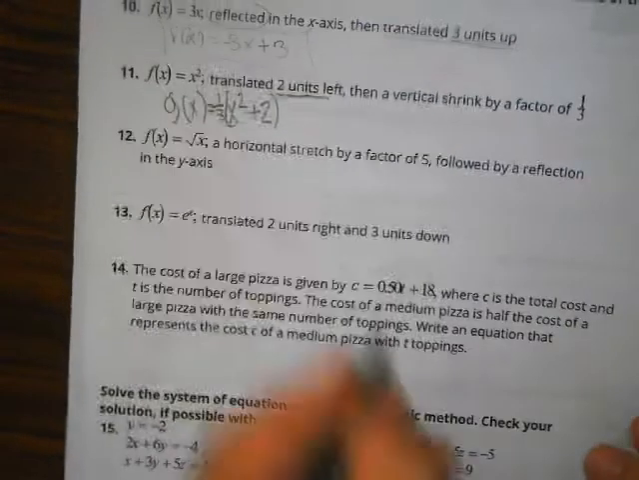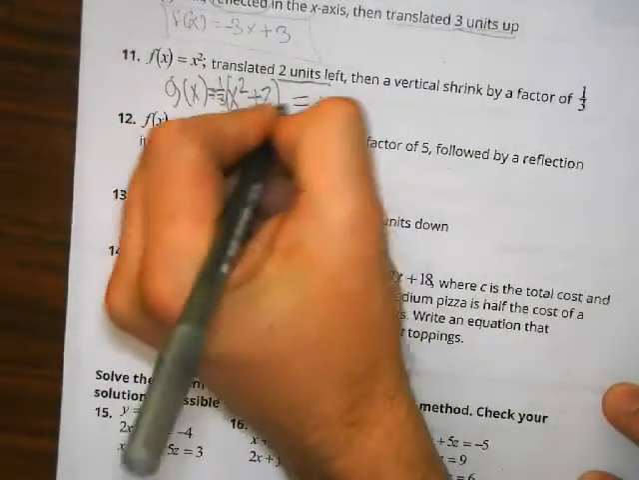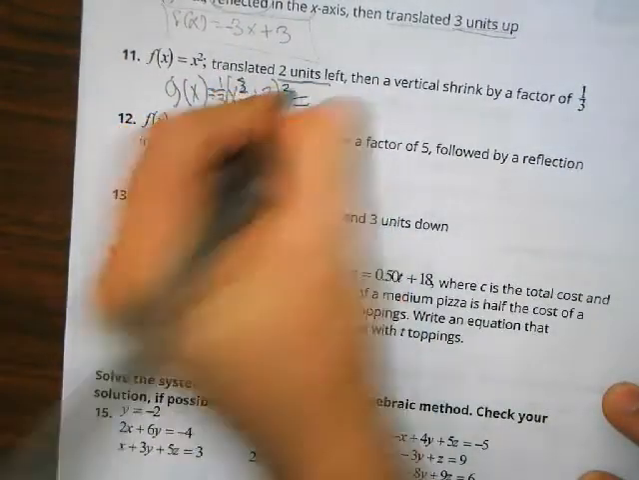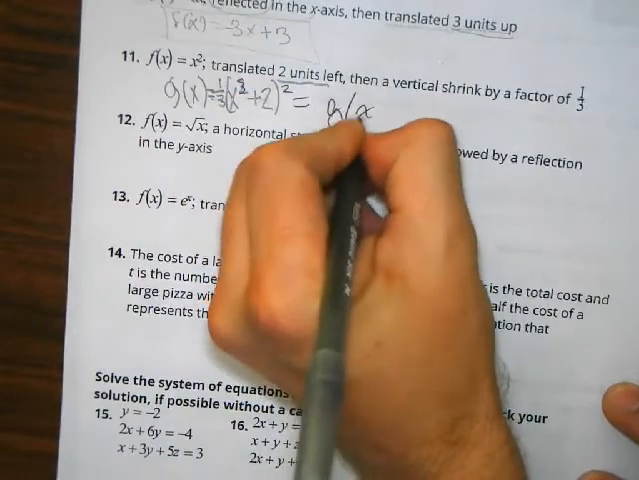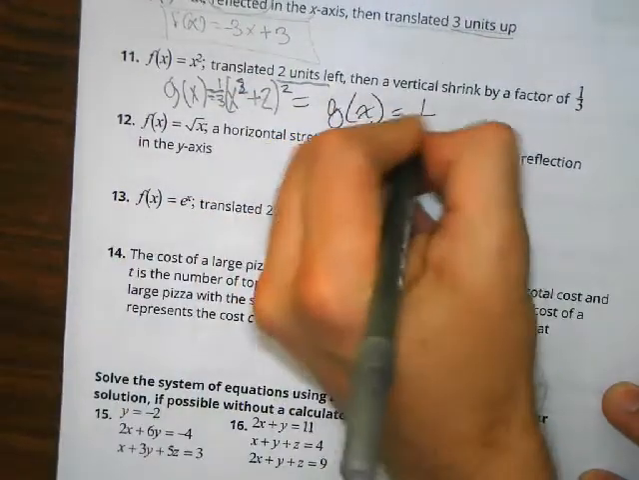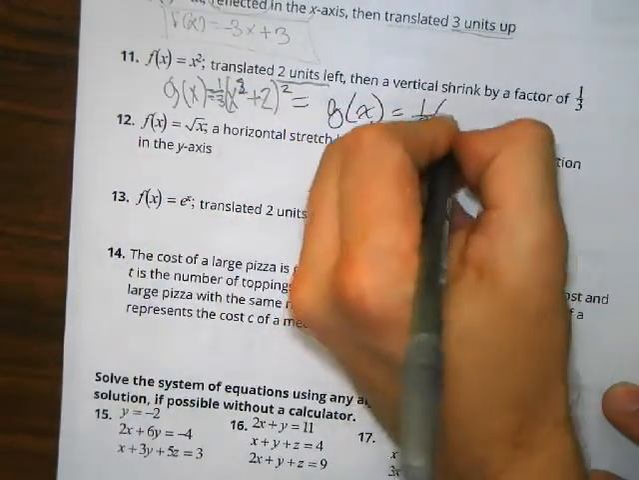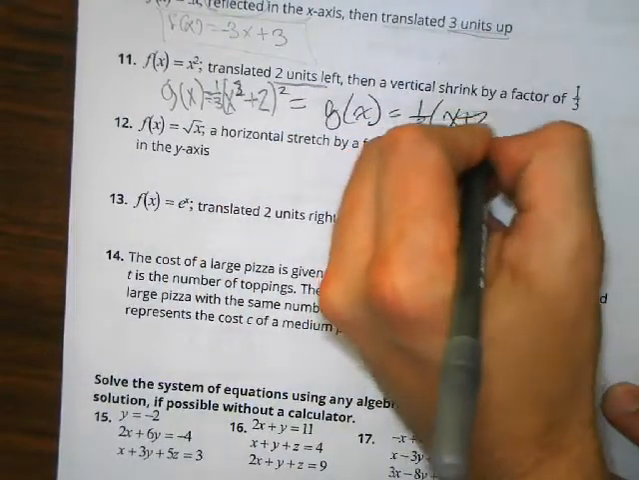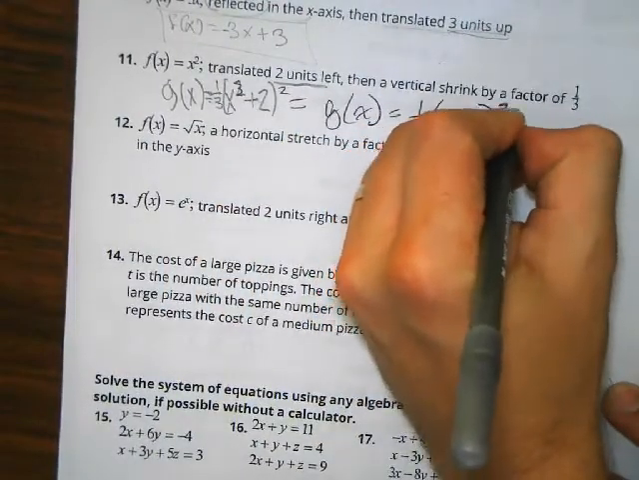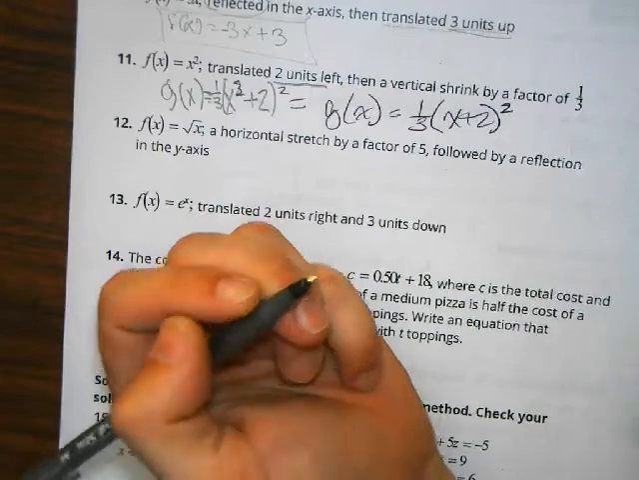Yeah, x squared. Vertical shrink looks good. We're gonna move it 2 units left, and then it's a quadratic. Looks good. Thanks, bud.